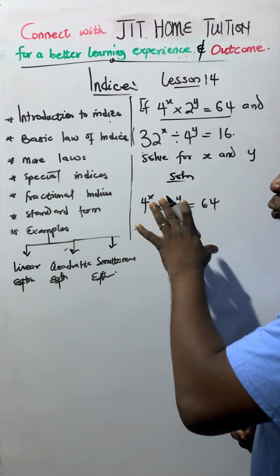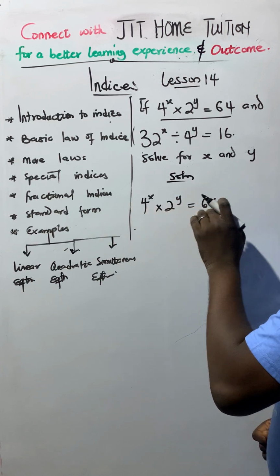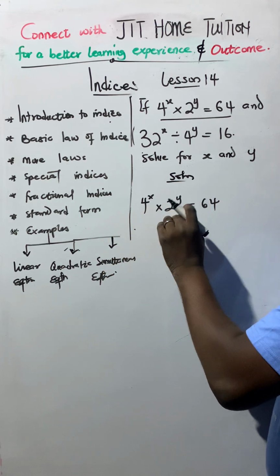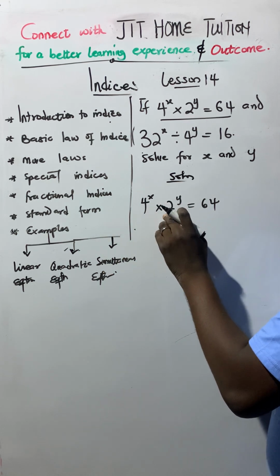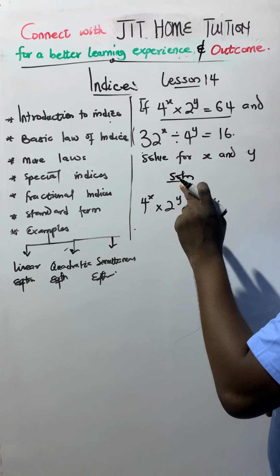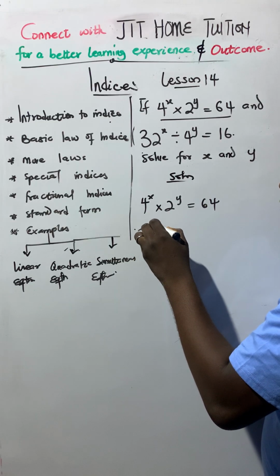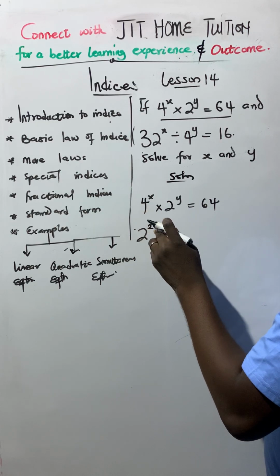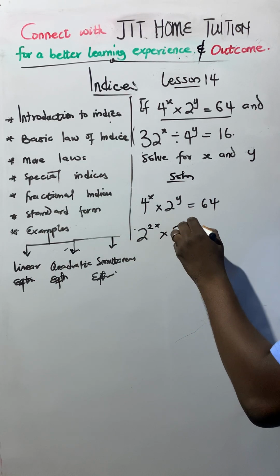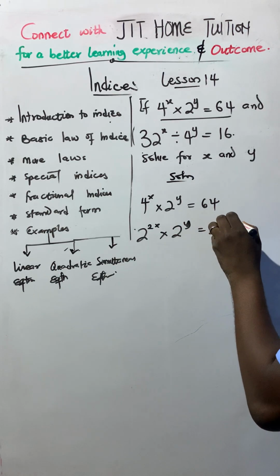So here what you're going to do is to try and change these numbers into exponents such that you have a base. Looking at the numbers over here, the smallest among them, which is 4, 2, and 64, is what? 2. So you are going to change these ones to base 2. When you change the 4, that will give you 2 exponent 2, but there's already x here, so it will become 2 exponent 2x times 2 exponent y. Then this side, that will become 2 exponent what?